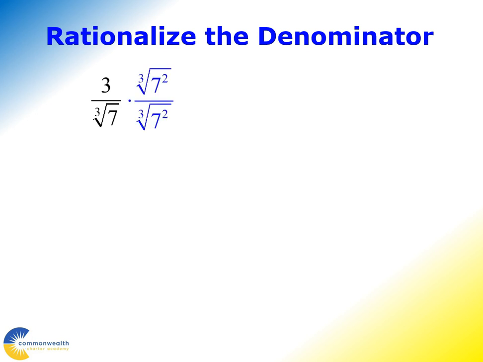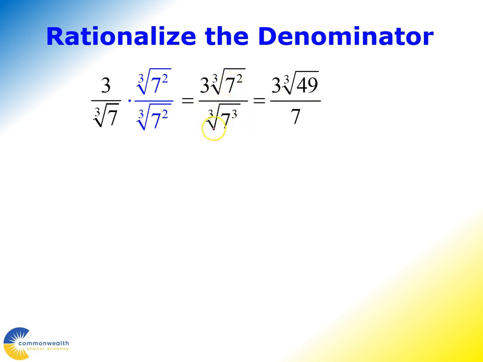Because 7 squared times 7 would give me 7 cubed, and 7 cubed, cube rooted, would cancel the power and the exponent out. And so when I do this, I would end up with 3 times the cube root of 7 squared over the cube root of 7 cubed. Now the cube root of 7 cubed becomes 7, and on top I have 3 times the cube root of 49. And that's where I would end up, because there's nothing else I could simplify. So you try this now for your last problem, for 5 over the cube root of 4.